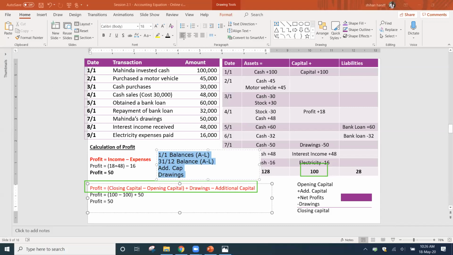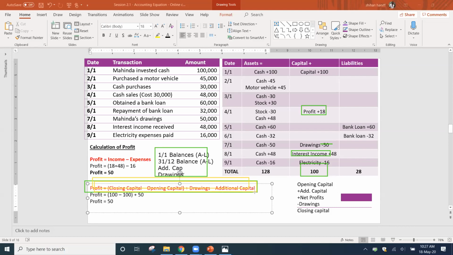You don't need individual income. There can be thousands of millions of transactions, right? So you're earning profits, interest income, expenses, salary, electricity, water, rent, right? So you don't need to know any of these transactions that he has done in the business. You just need his balances. So using this, easily you can calculate the profit. So that is the advantage of using this profit equation using the capital.